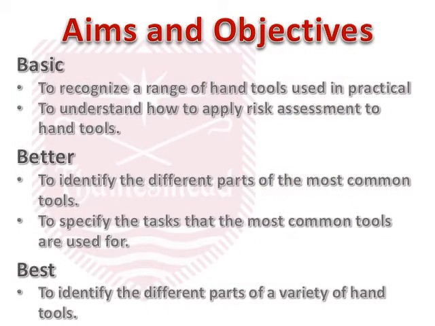Okay, so we're going to try and recognize a range of hand tools, apply a risk assessment to hand tools, so making sure we're safe. That's probably the most fundamental thing, is we don't use tools unless we can be safe. We can identify the parts of the most common tools, specify the tasks that the most common tools are used for, and also identify different parts in a variety of different hand tools. We'll get onto that later.